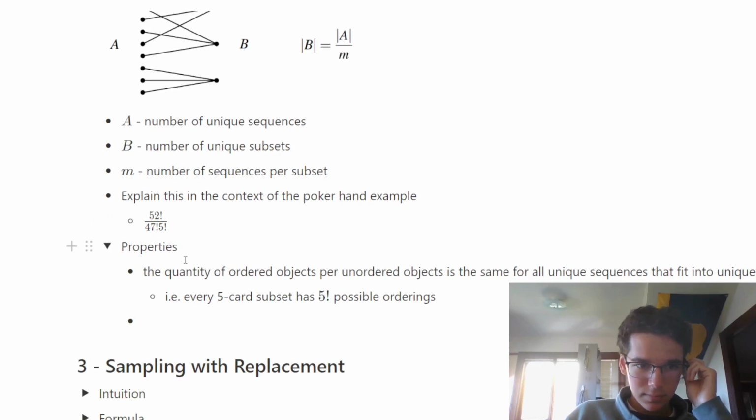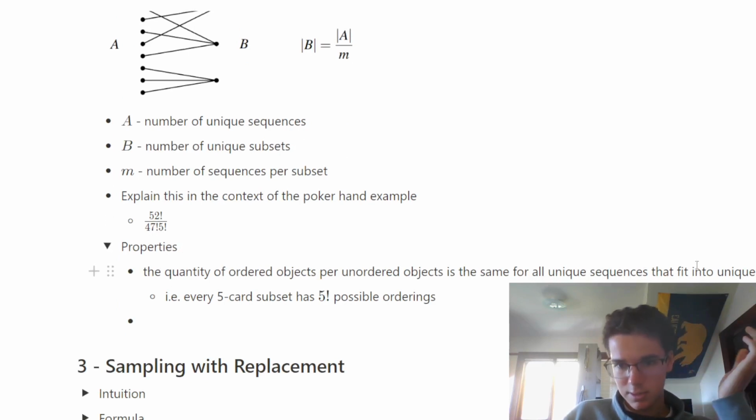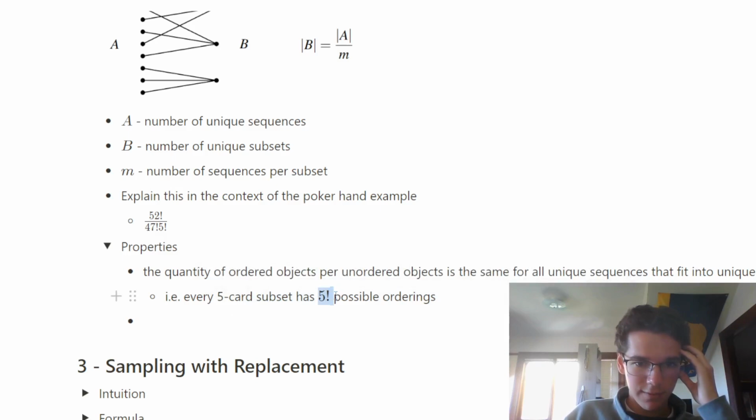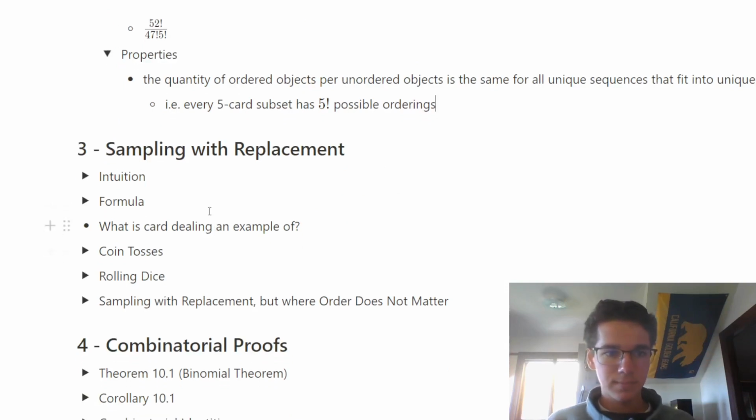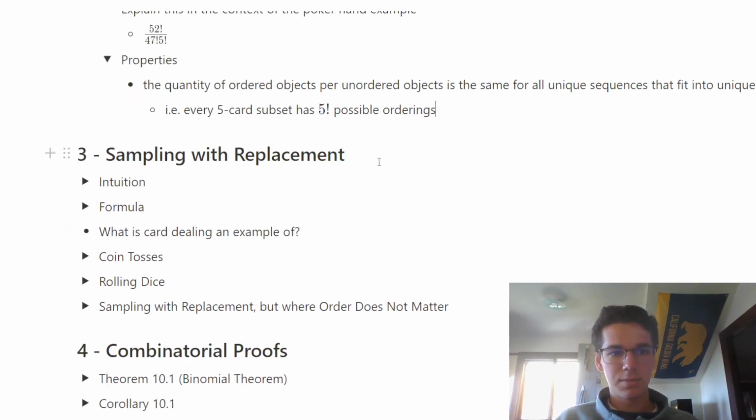Okay, so the quantity of ordered objects per unordered objects is the same for all unique sequences that fit into unique subsets. Every 5 card subset has 5 factorial possible orderings. That's basically what I just said. Okay, now we're going to move on to something called sampling with replacement.